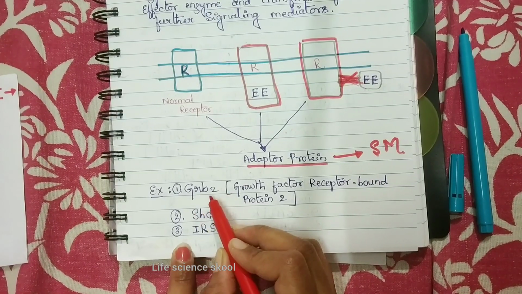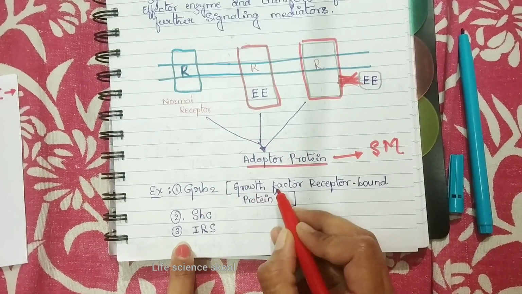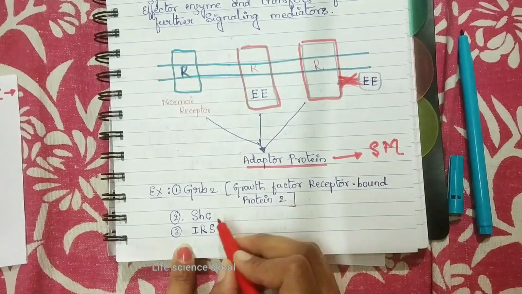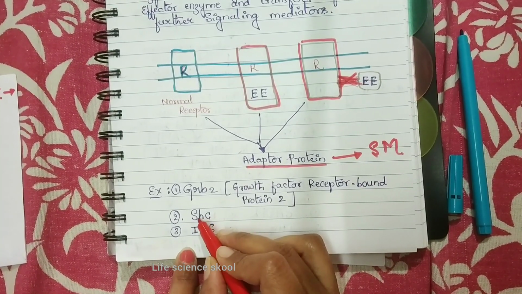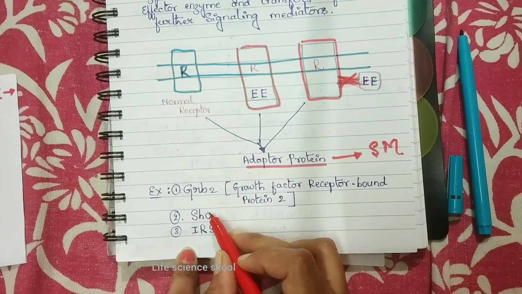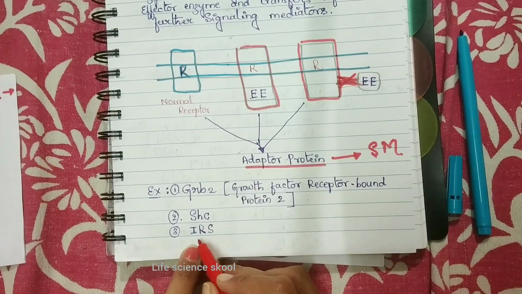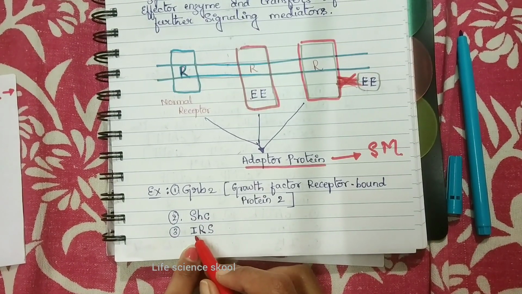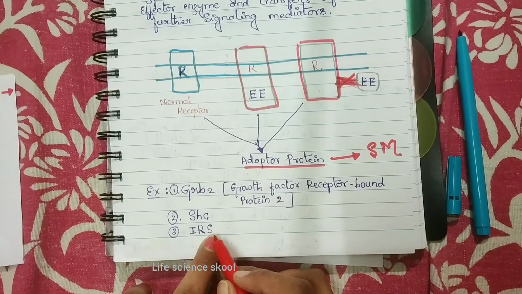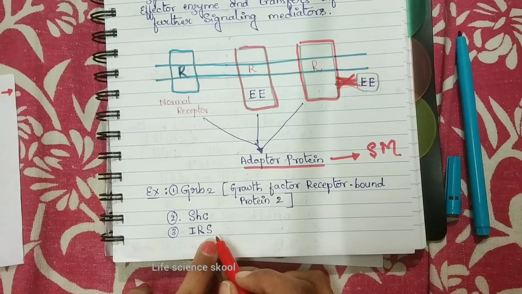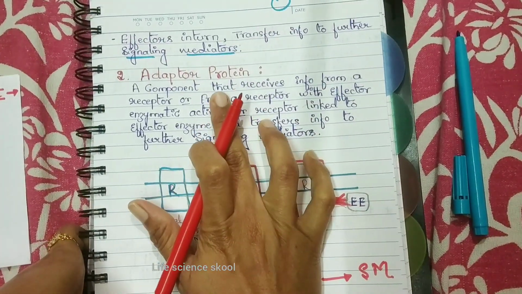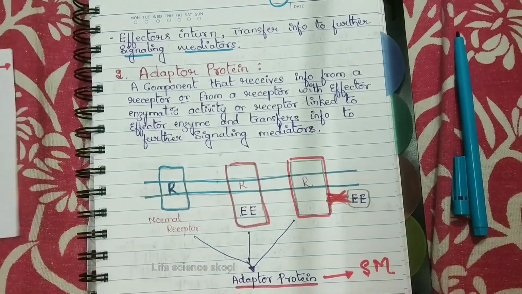GRB2. What is this GRB2? The long form is growth factor receptor bound protein 2. The next one, SHC, is a phosphotyrosine adapter. And the next one, IRS, is insulin receptor substrate. These are the examples for adaptor proteins. I'm hoping this is understood.